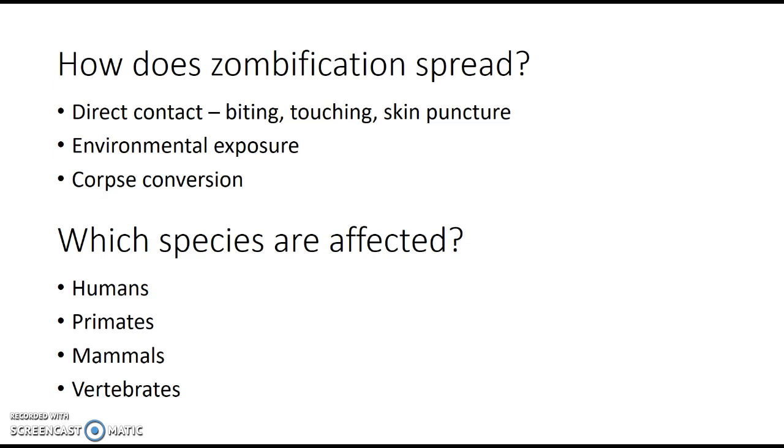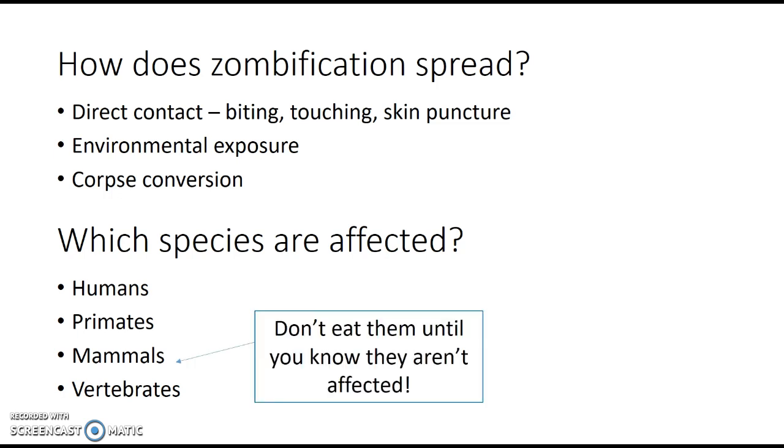This is particularly important if there is actually some sort of undead apocalypse, because you're going to need something to eat, and you don't want to eat these organisms until you know that they aren't affected. Knowing that organisms are potentially a vector for transmitting the zombification to you means you probably shouldn't eat them.